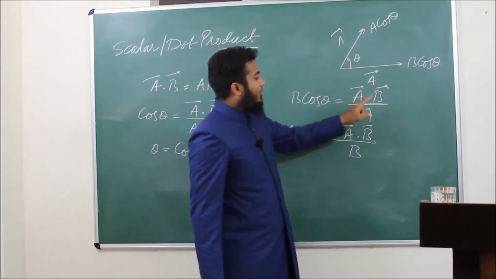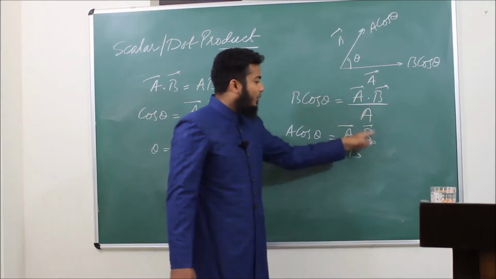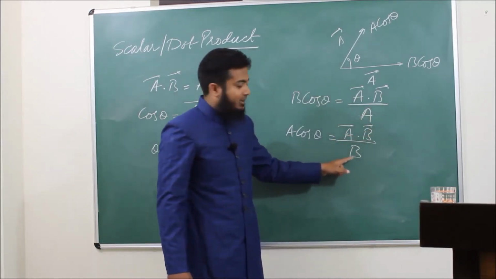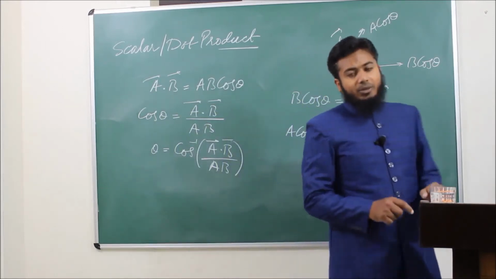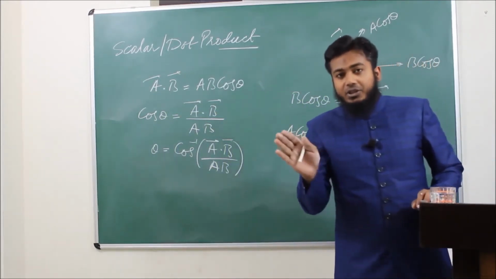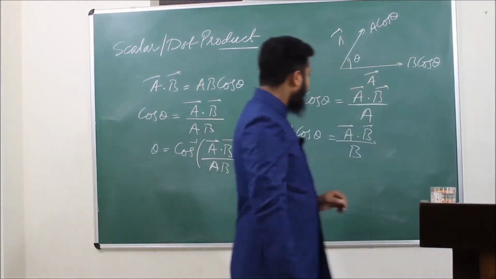So this is component of B in the direction of A. This is component of A in the direction of B. This component is calculated in the direction of B. So the vector appearing in denominator will tell you the direction in which the component is calculated.